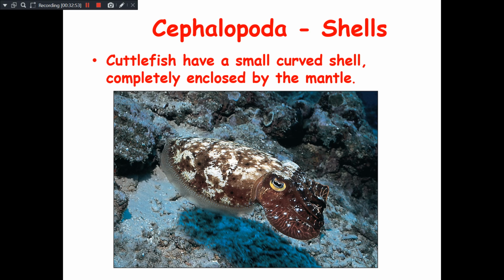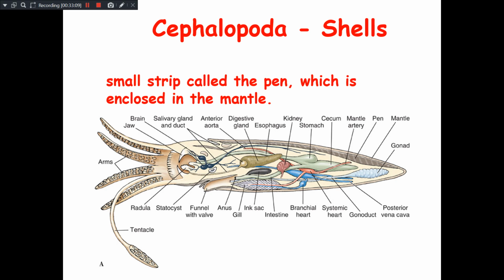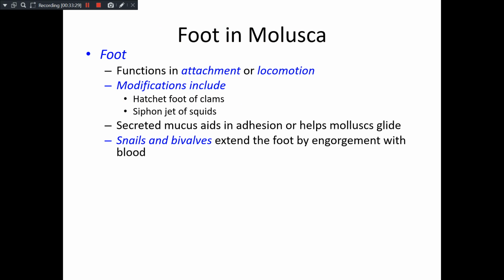But in cephalopoda, the cuttlefish have a small curved internal shell because the mantle completely encloses this shell. So the shells are not visible from outside. A small strip called the pen is enclosed by the mantle. See, this is a small shell, also known as the pen, in the case of cuttlefishes. So it is not visible from outside. Others do not have shells.